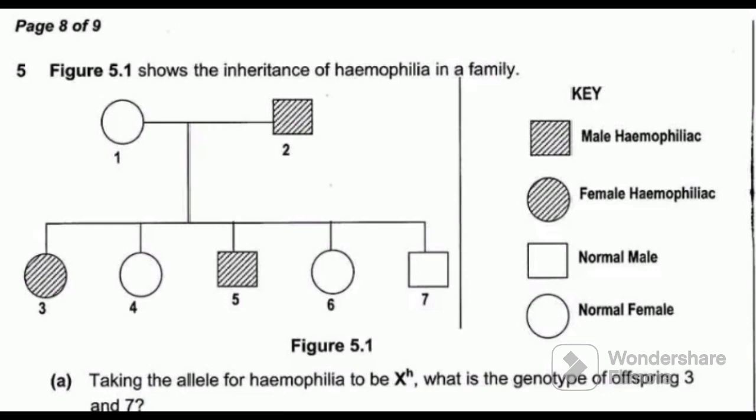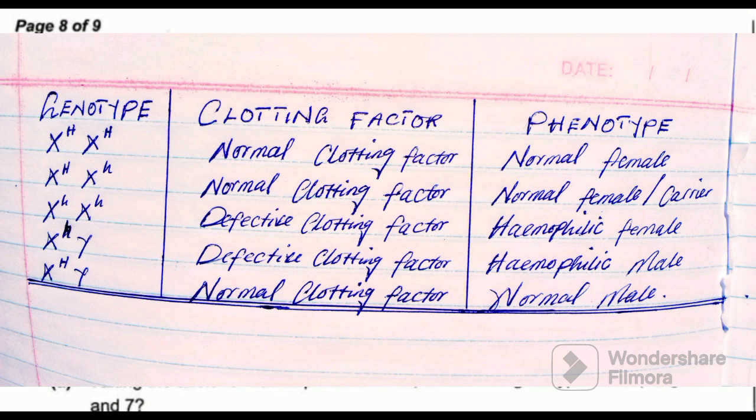So before we answer this question, I would love us to also have a look at this table I have. It is very important to note that the ability or inability of blood to clot comes from the type of clotting factor present. We as human beings have different clotting factors. This table is showing the genotype, the clotting factor, and the phenotype.